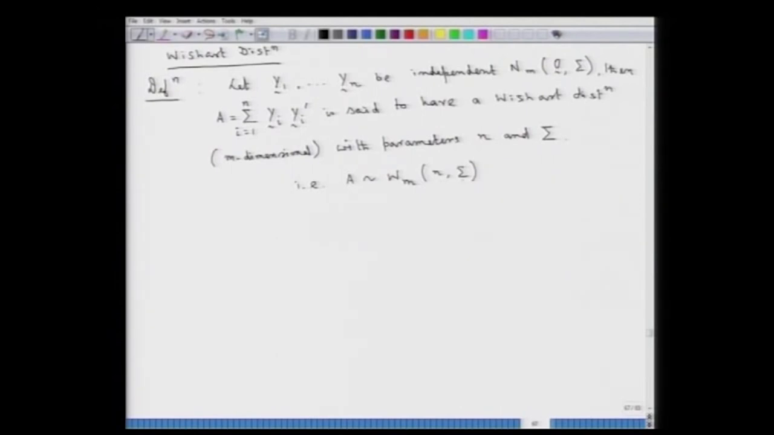Right? Now, I say that this Wishart distribution is a multivariate generalization.